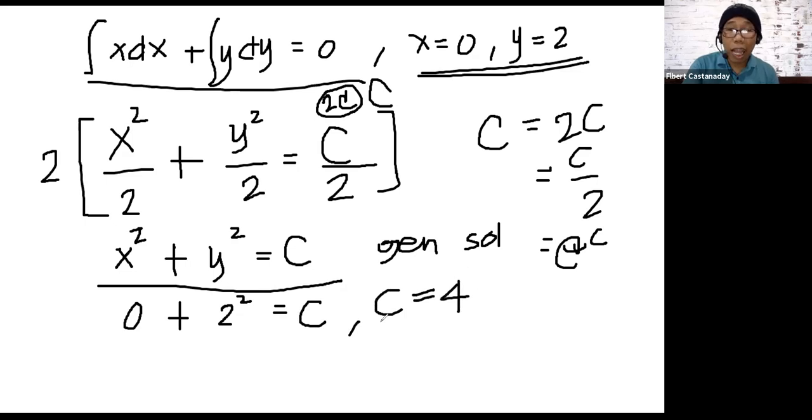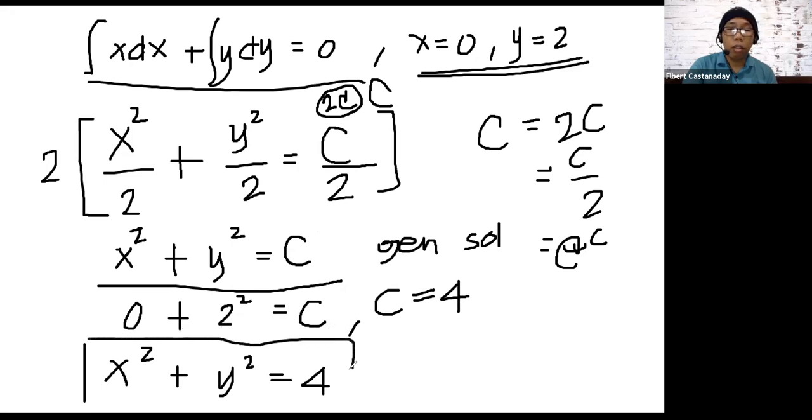Again, this is not the final answer since this is just a value of c. You plug in here, this is a general solution, yung value ni c, so you have the particular solution. So, x squared plus y squared equal to 4. This is now the particular solution. Okay? Nagets?